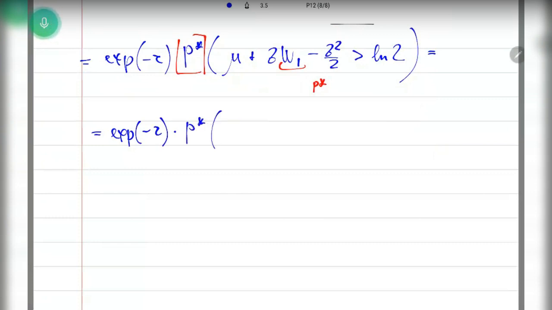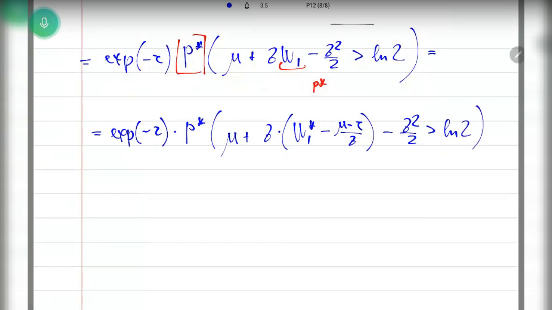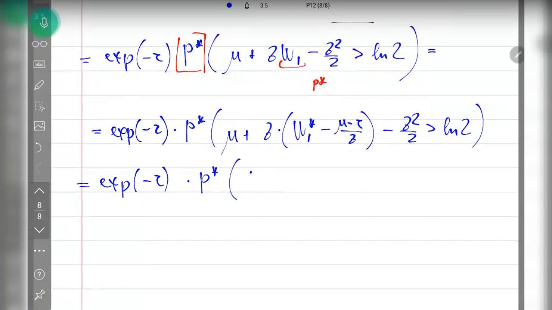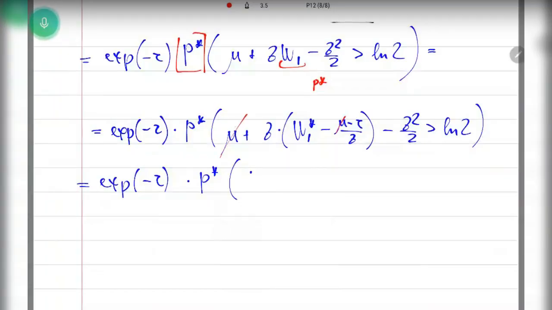P star of mu plus sigma times W1 star minus (mu minus R over sigma minus sigma squared over 2) is bigger than log 2, times exponent of minus R. I collect everything. So I just open the brackets. I will see that mu will disappear. Yeah, sigma times sigma will cancel out.